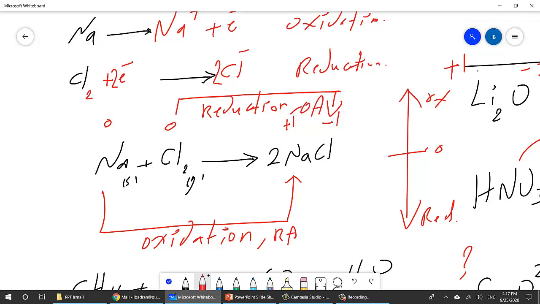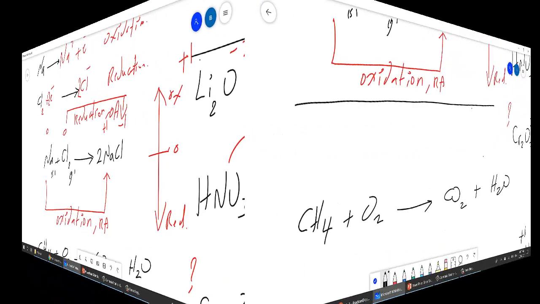And why is that? Because sodium is oxidizing, that means somebody has oxidized it, which is the chlorine. Chlorine is reducing, there is somebody who reduced it, which is the sodium, and that's why we call the sodium the reducing agent. It's called reducing agent and oxidizing agent, not oxidation agent or reduction agent. Okay, just keep this in mind.